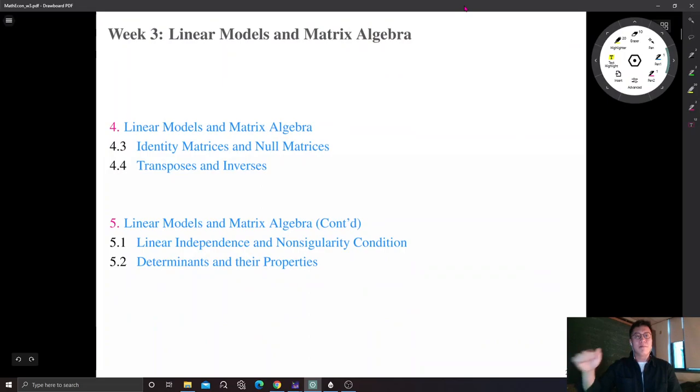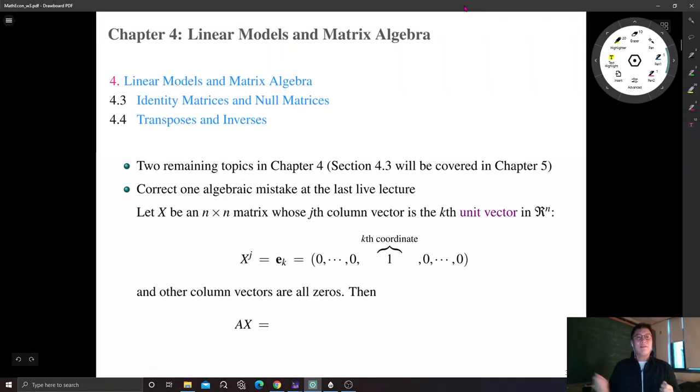Okay, so my aim this week is to cover up to section 5.2, determinants. So there are several topics we have to discuss, and let me do one by one. All right? And in this first video, I'm going to finish chapter 4, that is about the basic matrix algebra operations. But before doing that, let me correct one algebraic mistake I made at the previous live lecture.